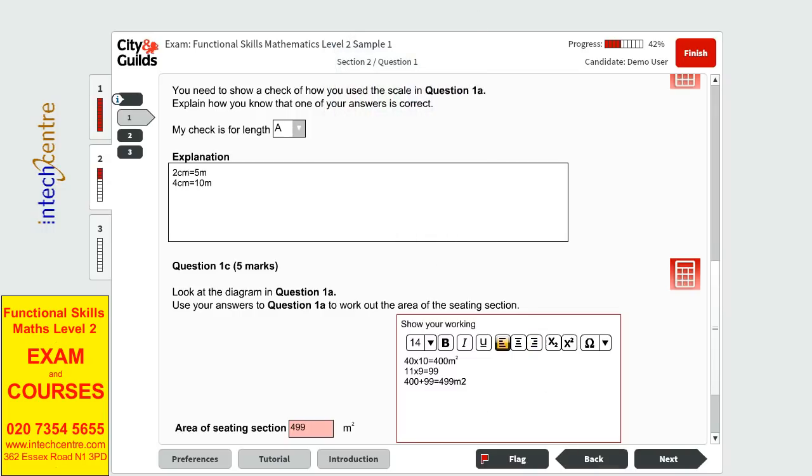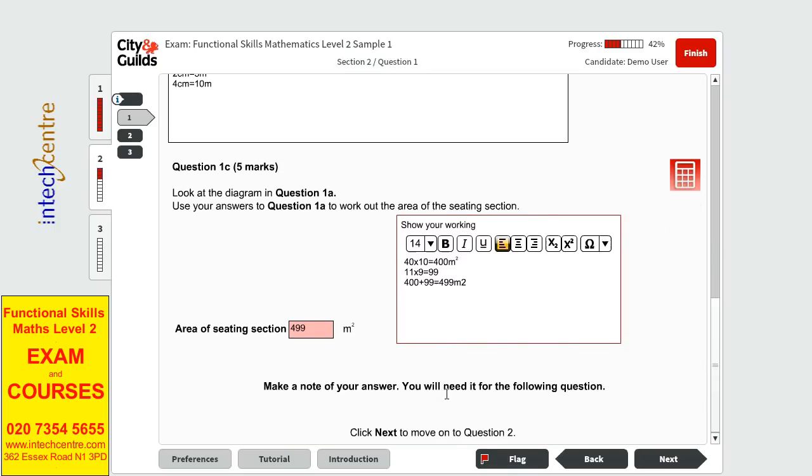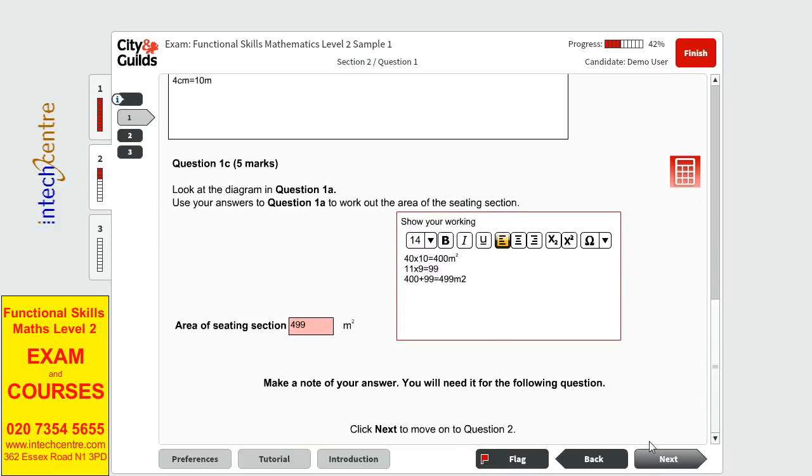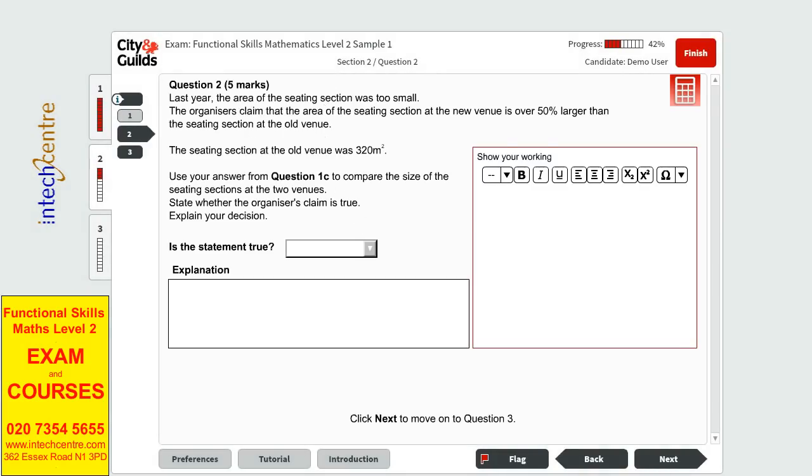Let's move on to the next question, because we found out the area of the sitting section. In question 2, they are telling us that last year the area of the sitting section was too small. The organizers claim that the area of the sitting section at the new venue is over 50% larger than the sitting section of the old venue. The sitting section at the old venue was 320 meters squared. We have to use the answer from 1C, which is our area, to compare the size of the sitting sections of the new venue.